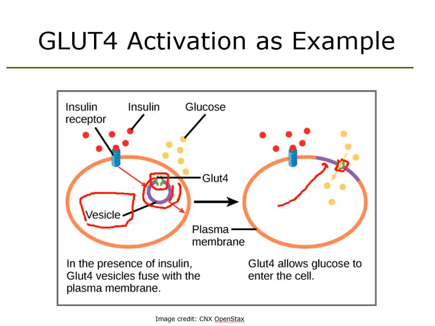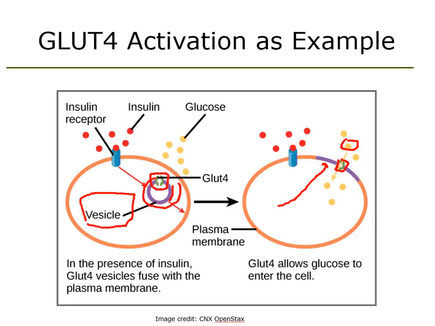It's an integral membrane protein, so it spans the whole membrane and then allows these glucose molecules to enter the cell. So the glucose molecules are shown by these little yellow dots in this image here. So then once there's no longer a need for additional glucose in the cell, the GLUT4 actually then returns to its storage vesicle within the cell.